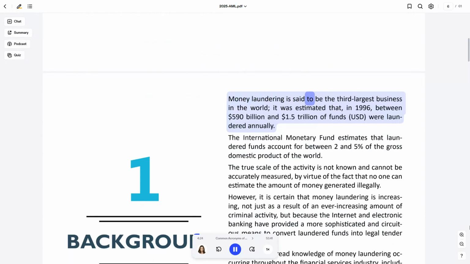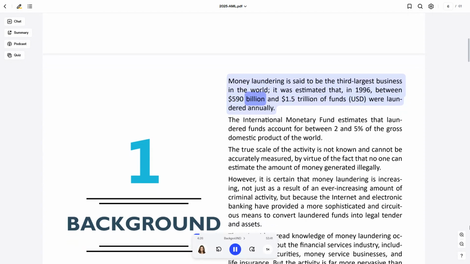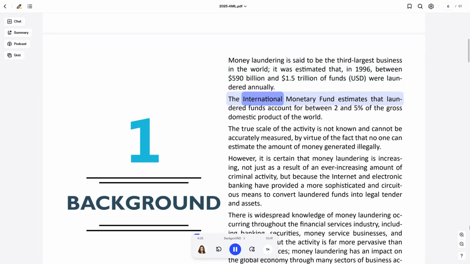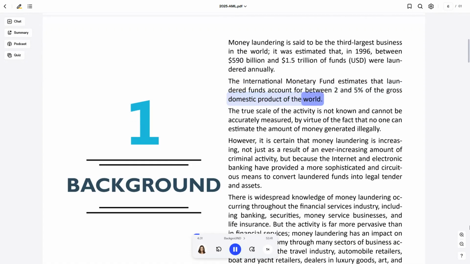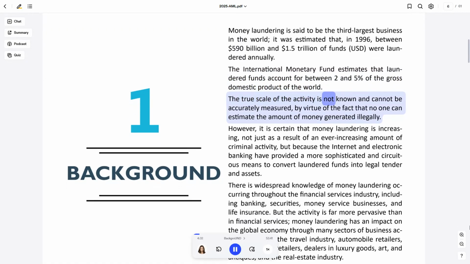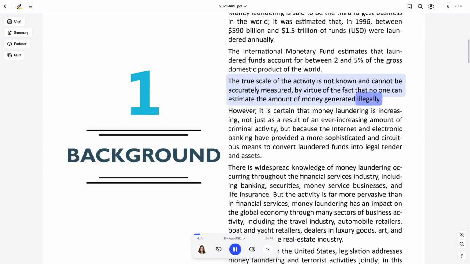Money laundering is said to be the third largest business in the world. It was estimated that, in 1996, between $590 billion and $1.5 trillion USD of funds were laundered annually. The International Monetary Fund estimates that laundered funds account for between 2 and 5% of the gross domestic product of the world. The true scale of the activity is not known and cannot be accurately measured, by virtue of the fact that no one can estimate the amount of money generated illegally.